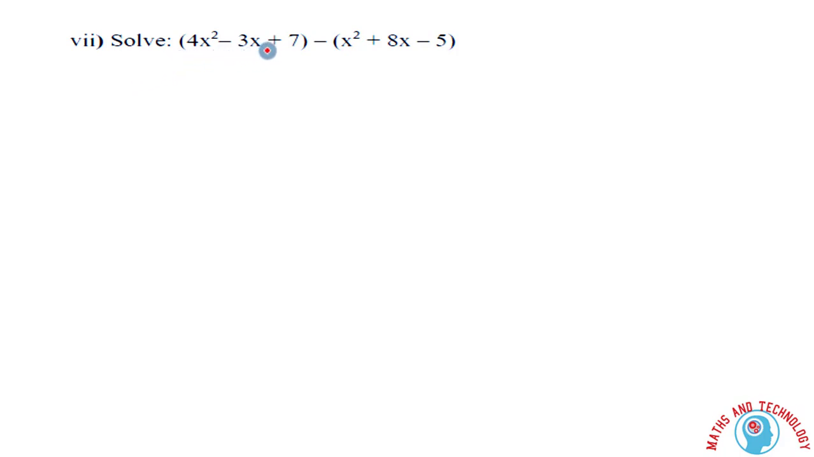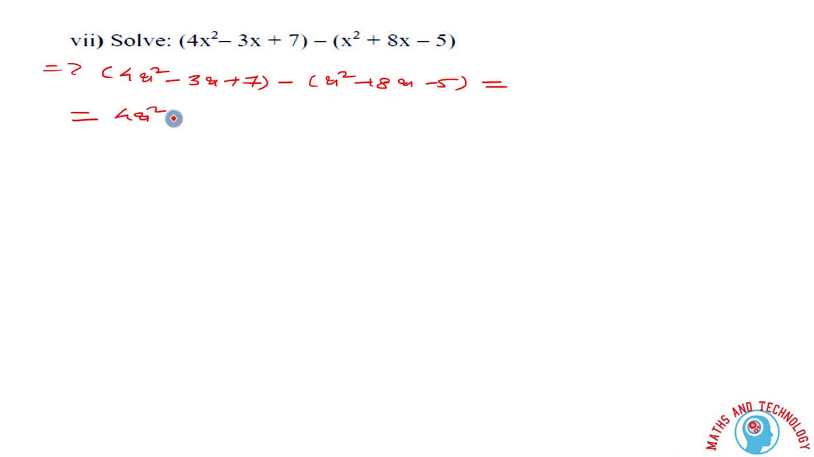Solve: (4x square minus 3x plus 7) minus (x square plus 8x minus 5). Here 4x square minus 3x plus 7 minus x square plus 8x minus 5 equals. We write here equals: multiply the second bracket by the minus sign. First bracket as it is: 4x square minus 3x plus 7 minus x square minus 8x plus 5.